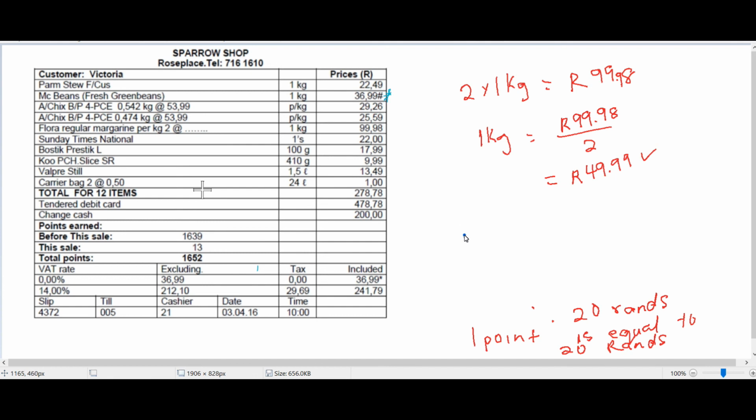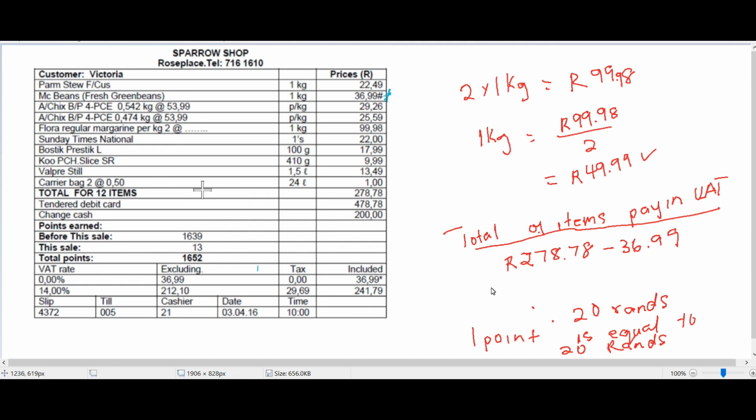So you have the total of items paying VAT, right? Underline. So what do we have? You have 278. That is the total, all of them combined. Those that are not paying VAT and those that are paying VAT are both equal to 278. Then you subtract the total of those that are not paying VAT. What is it? Subtract 36 rand 99. So what is your answer?